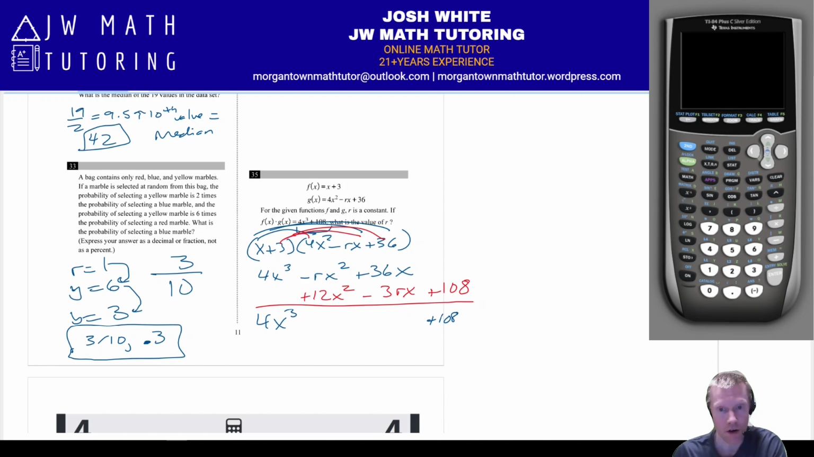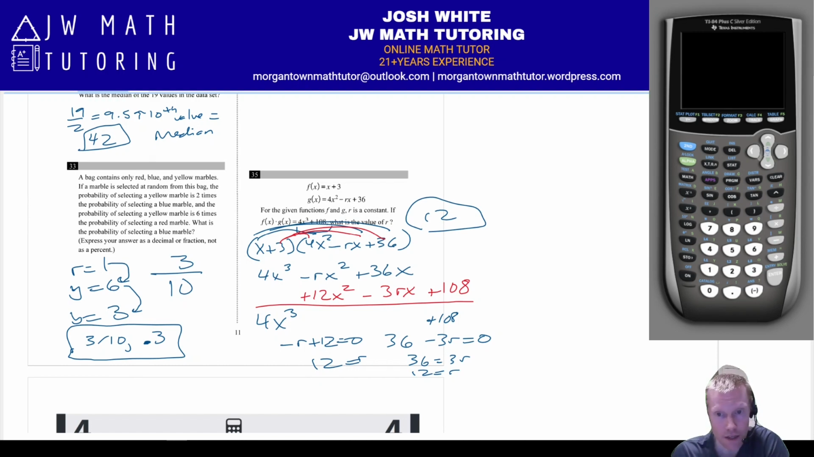Like negative rx squared plus 12x squared has to equal 0, or no x squared. So hopefully you notice here, basically negative r plus 12 has to equal 0. So what number does r have to equal? Well, r just has to equal 12, for this to cancel out. Negative 12 plus positive 12. Or if you looked at the x terms, basically 36 minus 3r has to equal 0, or 36 has to equal 3r. Again, r has to equal 12. So correct answer for r is just 12, and that's going to be it. Nothing further to do with this problem.